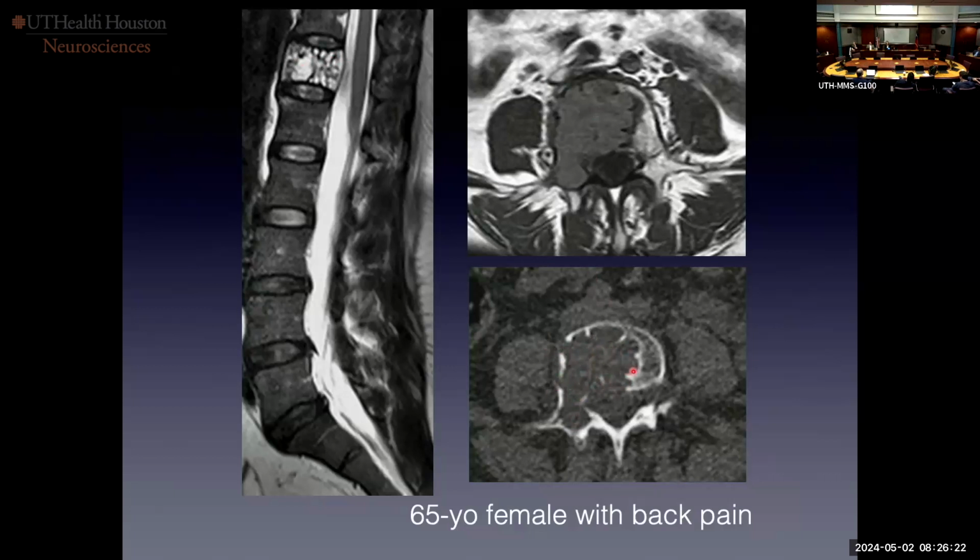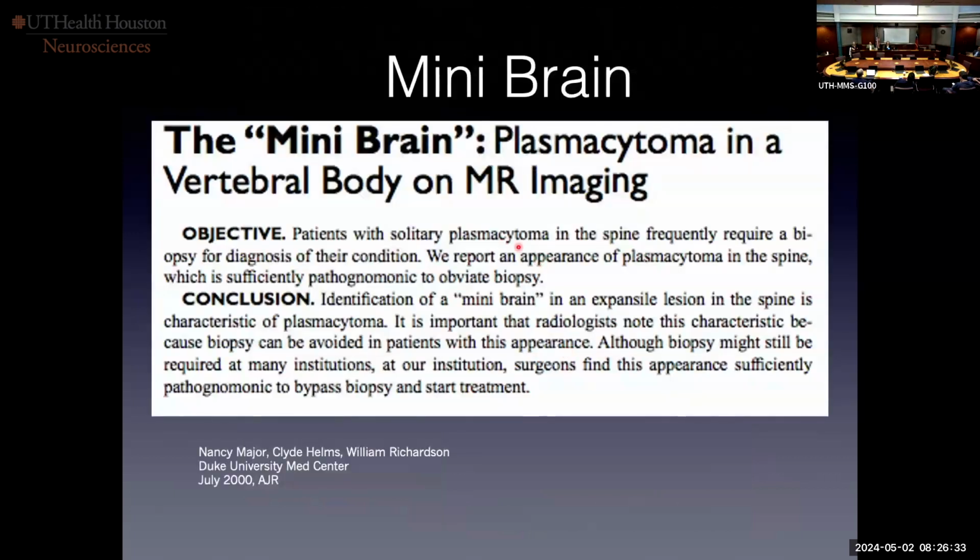And if you will hallucinate with me for a second, and imagine that these are gyri and these are the sulci of a brain on a coronal image, like the people at Duke did, then you will call this mini brain, which I think is very funny. They considered this diagnostic for a plasmacytoma in the vertebral body, and they said that you didn't even need to biopsy. I don't know whether that is being done at other institutions or not, but in any event, the way that the vertebral body is completely shelled out, lack of matrix, older patient, plasmacytoma, myeloma is very high up on the list.